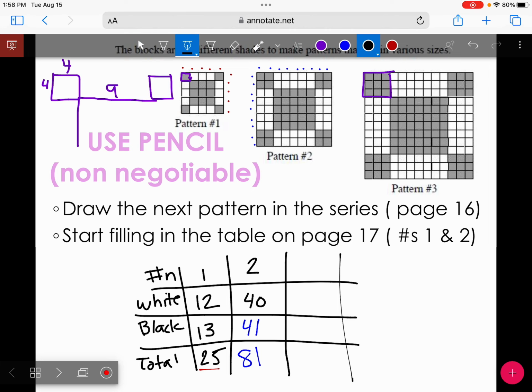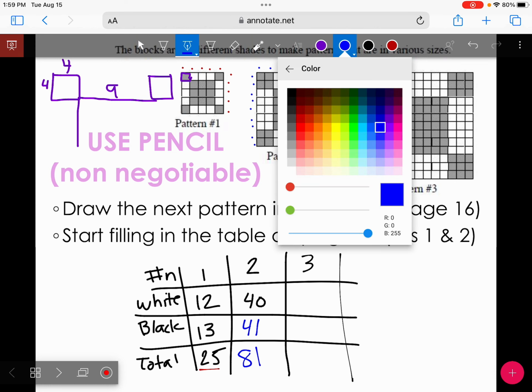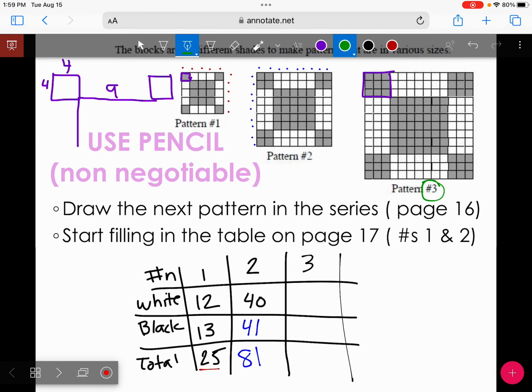So pattern number 3, they didn't give us anything. What's something we know about pattern number 3? This guy. You can give me white tiles, black tiles, or the total. What do we know?